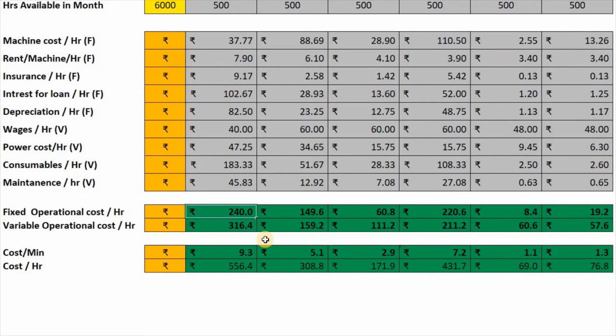In the same way, variable cost is nothing but consumables, maintenance, wages and other things. Finally we get a cost per minute of 9.3 rupees for the particular machine, and the cost per hour, at which your machine should run, is 556.4 rupees. If you are running in this condition, you will have the best machine cost calculation. Along with that, you need to add what I explained earlier.